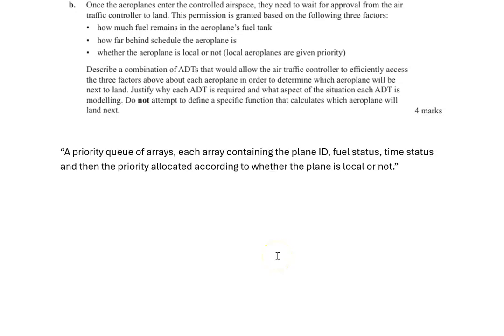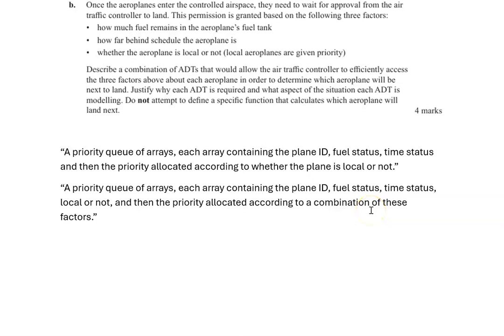Now let's consider this first attempt. There's the priority queue, which is based exclusively on whether or not the plane is local. Now, straight away, that's wrong because we know that the priority needs to be based on all of these factors. We're told not to actually try and work out what the priority is. And the way this has been set up, the air traffic controllers can only see the most recent, or the highest priority plane. So this is no good.